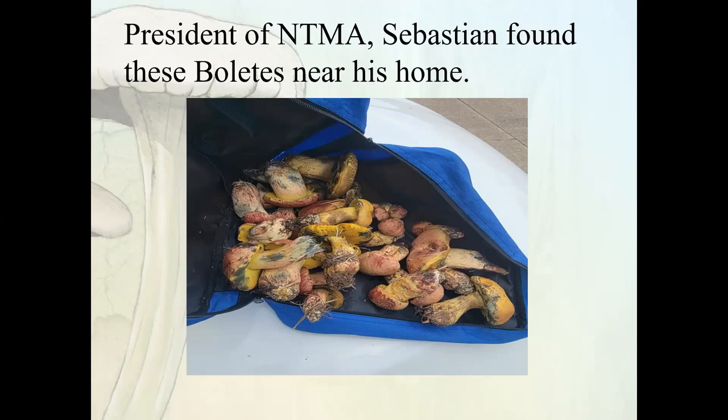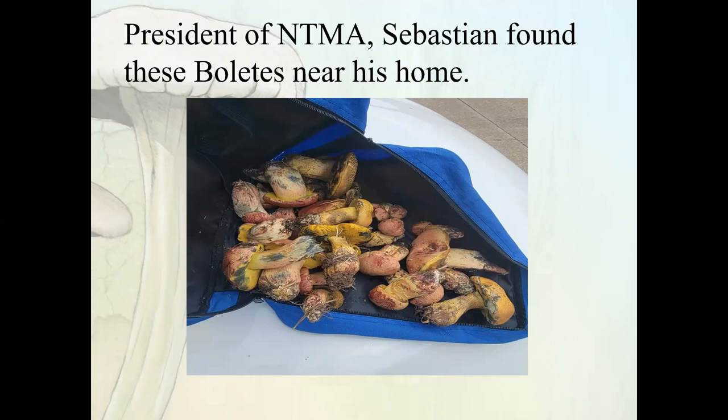Rubo means red. These turned blue instantly upon handling. You can see them in the image there, bruising blue pretty much as soon as you touch them. No, they're not psychedelic. Not all mushrooms that bruise blue are psychedelic. These are just boletes, and they're famous for bruising blue, and that's how you get to species with some of them.